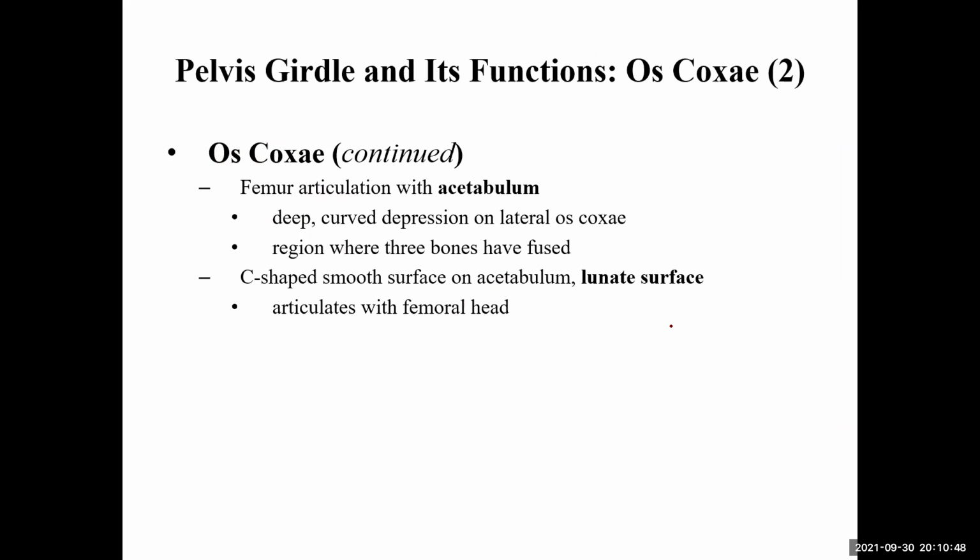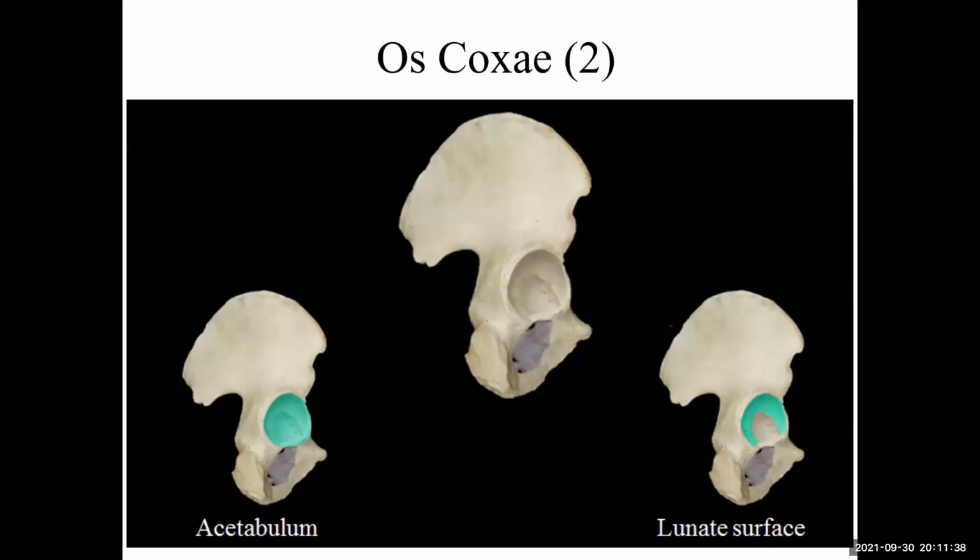Okay, so a couple structures that we've noted on the os coxa. When we're looking at the lateral side of the os coxa, you cannot help but notice this big cup sitting there. That cup we call the acetabulum. That's where the head of the femur is going to articulate to make up your hip joint. So this is a ball and socket joint. The acetabulum is the socket, the cup there. And inside of that cup, the ilium, the ischium, and the pubis all fuse together. And you'll see on the internal surface what looks like a crescent moon. That is what we call the lunate surface. It's nice and smooth, and that's where the femoral head is going to articulate.